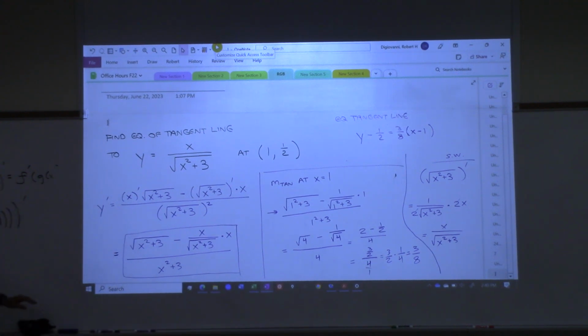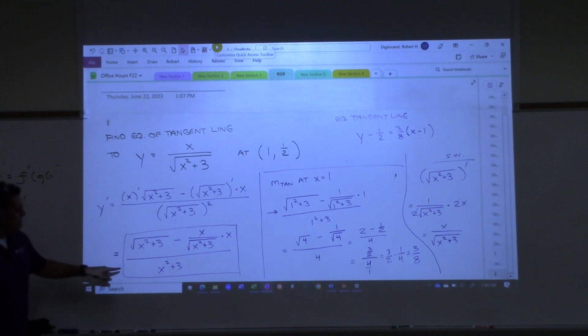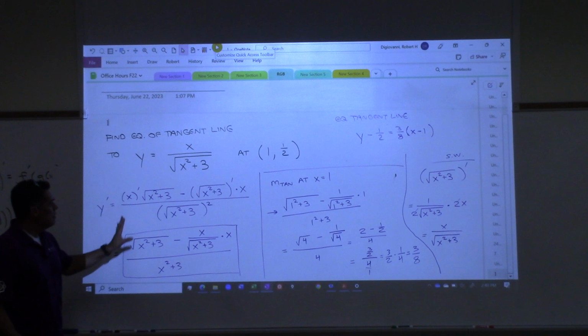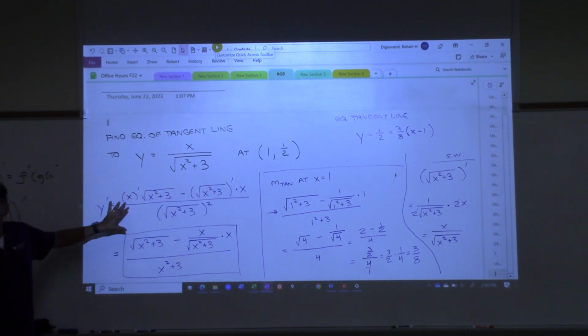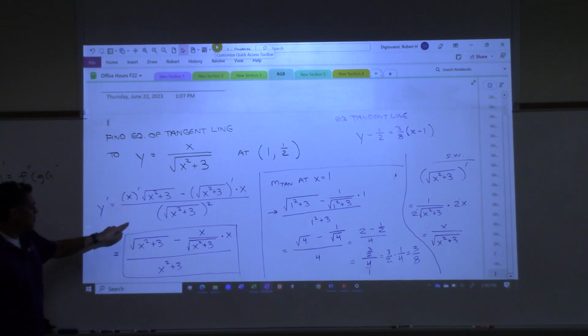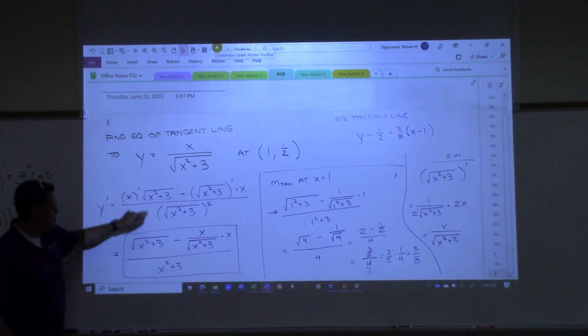Why did the square disappear? Because you're squaring it. Oh, I see. So this is just the quotient rule, right? Setup. Any questions on the setup? Derivative of x is 1, so I didn't even put it here. So we just get this.